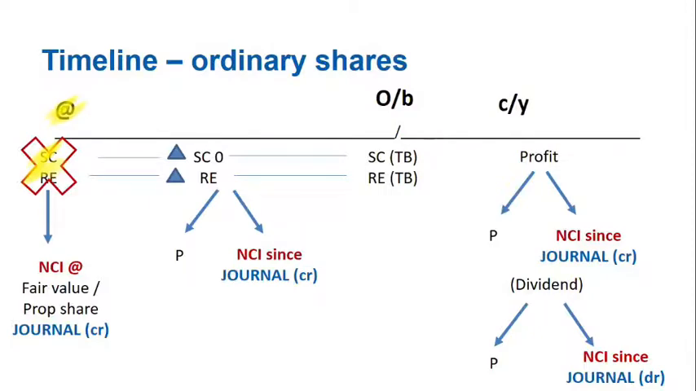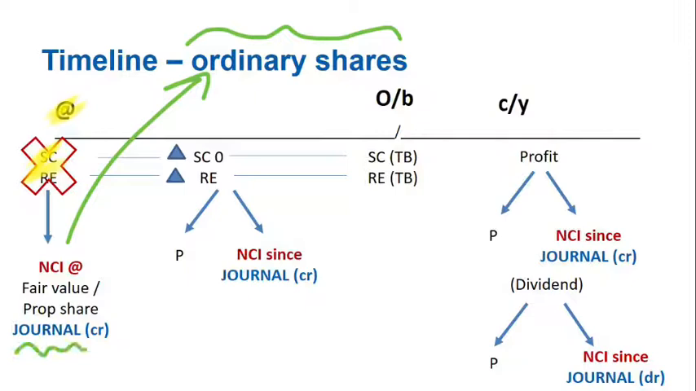For NCI, we measured NCI, and I've now added something here. In all the previous chapters, we only had a situation where the subsidiary had issued ordinary shares. So what we were doing was measuring NCI in that ordinary shares issued by the subsidiary together with their equity share in the other equity items of the subsidiary. So at acquisition date, NCI in the ordinary shares were measured either at fair value or at their proportionate share, and there was a journal entry to achieve that.